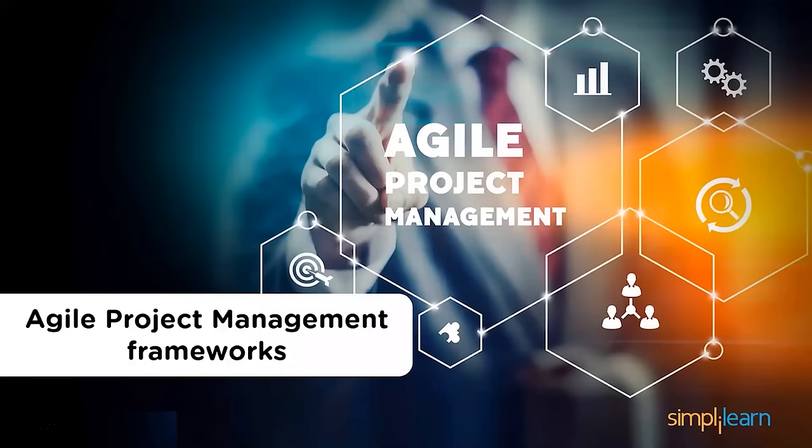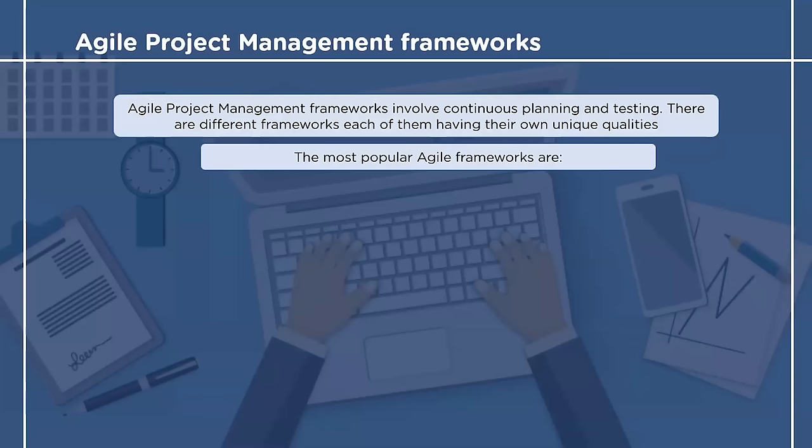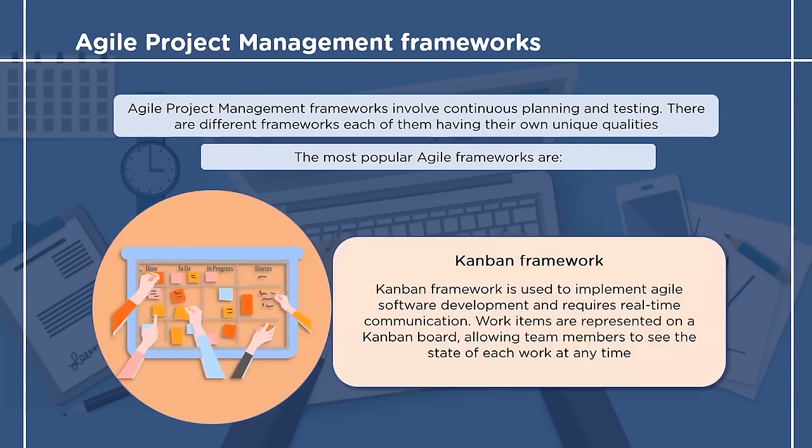Now, when we know the steps needed for Agile project methodology, we must understand some Agile project management frameworks. There are several frameworks available today. Here, we will be discussing some of the most popular frameworks. The first framework we will discuss is the Kanban framework. Kanban framework is a well-known framework for implementing Agile software development. In the case of Kanban framework, work items are represented on the Kanban board, which helps all the team members to see the state of every piece of work at any time. Kanban board not only helps in visualizing the work, but also optimizing the workflow among the team.